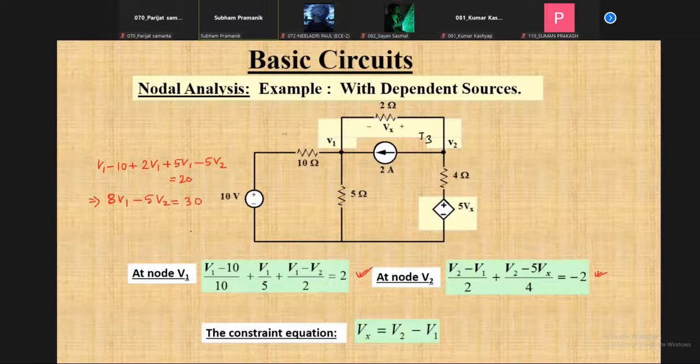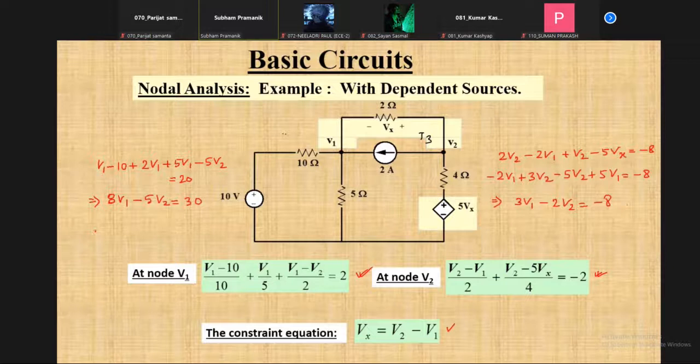That's the first. For this, 2V2 minus 2V1 plus V2 minus 5Vx equals minus 8, or minus 2V1 plus 3V2 minus 5Vx. Vx equals this, so minus 5V2 plus 5V1, that is minus 8. What do we have? 3V1 minus 2V2 equals minus 8. These are the equations you need to solve. Solve them and find the answer.